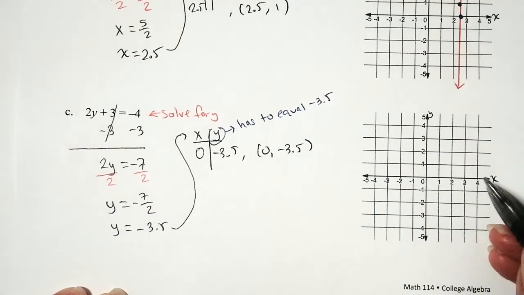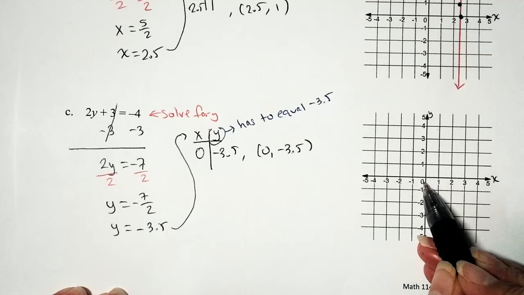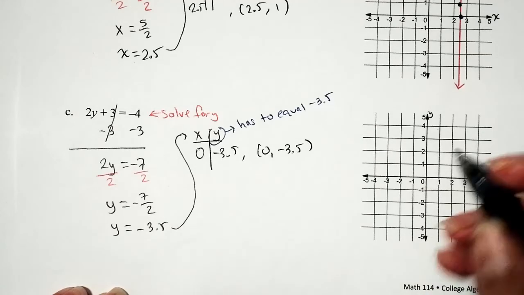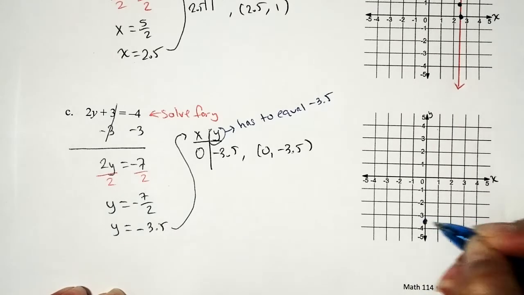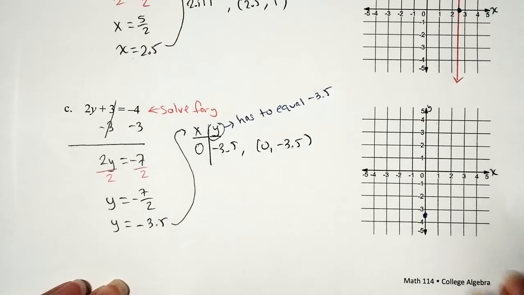From the origin, x is 0, so we're going to stay put. Y is -3.5, so we're going to go 3.5 units down. Just estimate it. Am I going to worry that it looks like -3.4? No one's going to know.